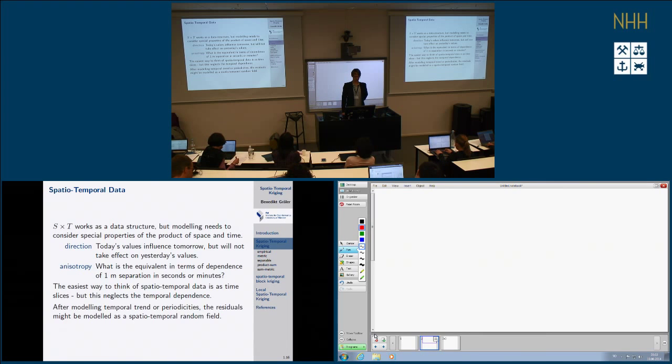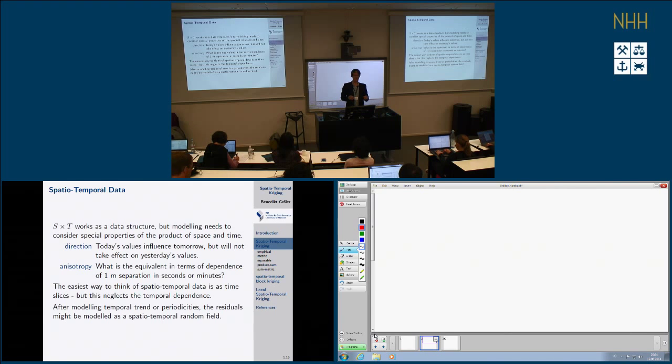Another problem is anisotropy between space and time. What does it mean if I move 1 kilometer in space and 1 day in time? How are these distances related to each other? What we would like to end up with again is a variogram that describes how the correlation changes over distance in space and time. Therefore, depending on the model, we have to decide how space relates to time.